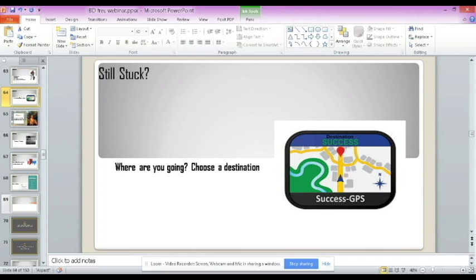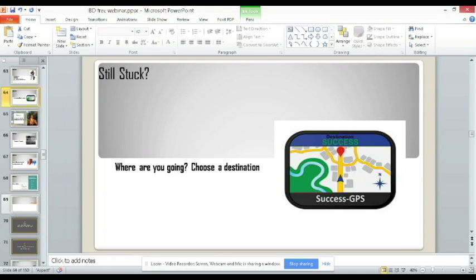So where are you going? You have to choose a destination. We don't get into our cars and just say, drive. We usually know where we're going. And because we know where we're going, we actually reach there. But you can't get into your business and just say drive without a destination. So we need to come up with a destination. The destination doesn't have to be your end result.